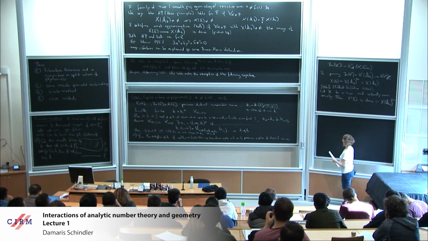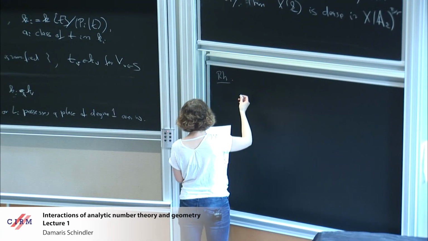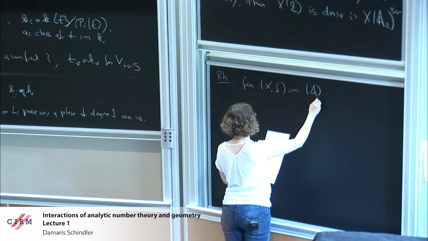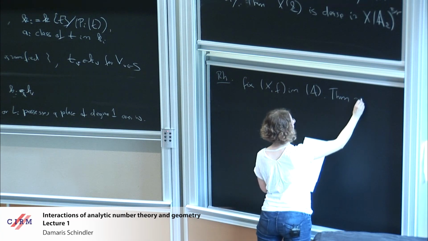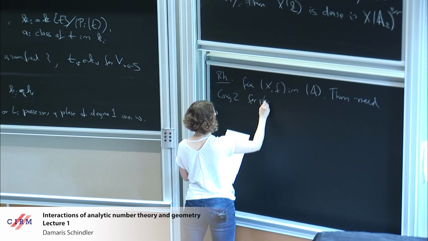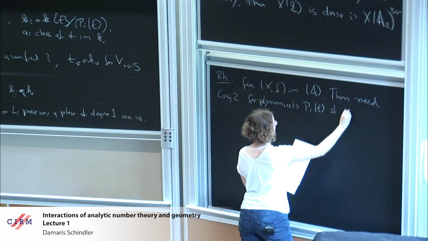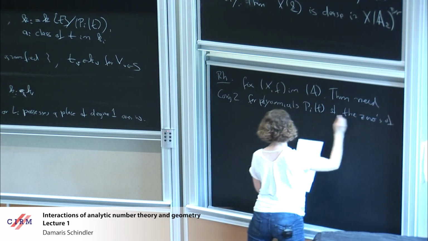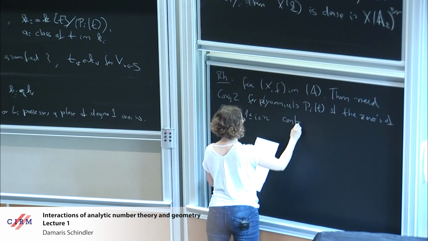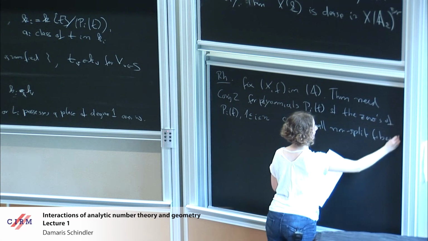Maybe I could remark on what I already said a little bit. So where do these pi's come from? If you fix some data x and f in this fibration theorem A, then in order to prove such a fibration theorem, you need this conjecture 2 for polynomials pi of t such that the zeros of pi of t, for all of them, contain all non-split fibers of f.